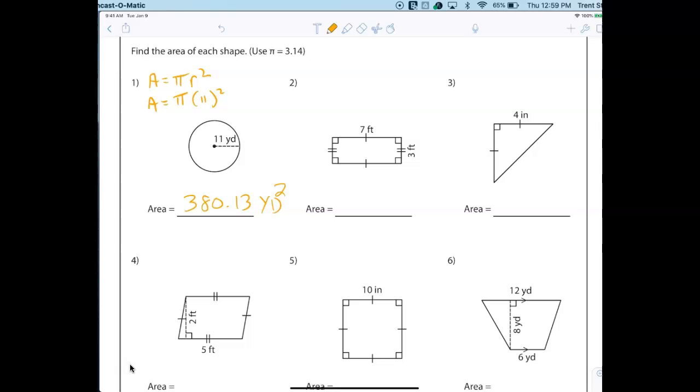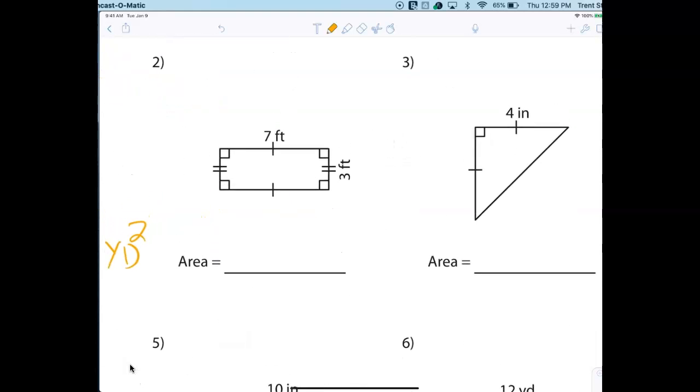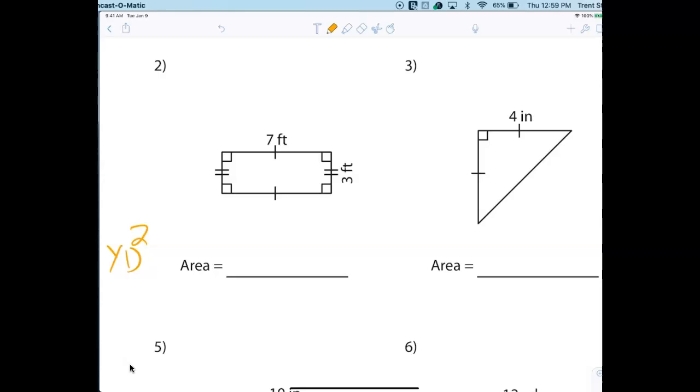Now, the next shape is called a what? Rectangle. So what was the formula for area of a rectangle? Base times height. That is correct. Area equals base times height. Underneath that, you can do area equals, a lot of times they do what? Length times width. All right, base times height or length times width.